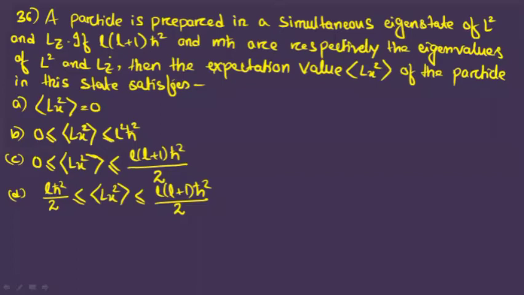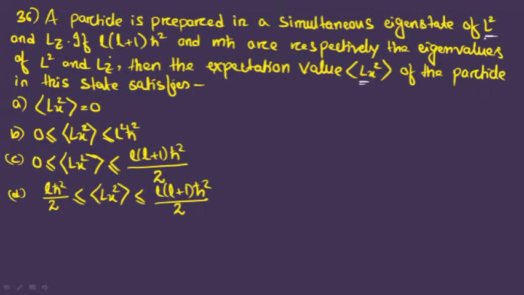So in this video, we will solve from question number 36. So let's see the first question. Here it is said a particle is prepared in a simultaneous eigenstate of L square and Lz. If l(l+1)ħ² and mħ are respectively the eigenvalues of L square and Lz, then the expectation value of Lx square of the particle in this state satisfies which condition?